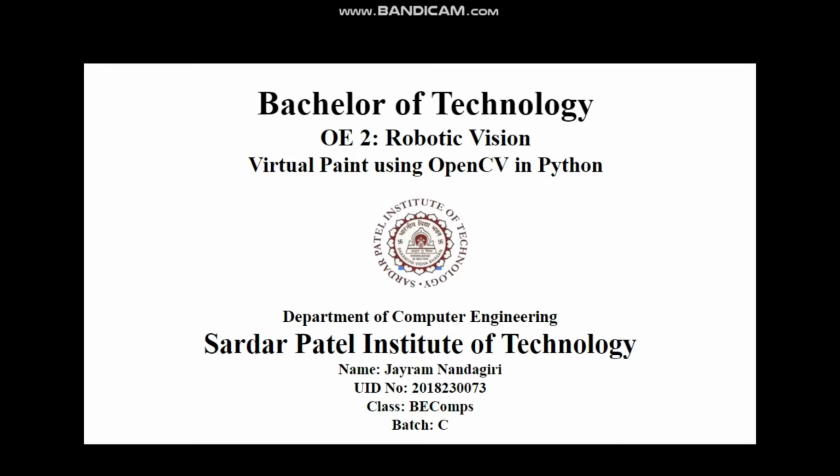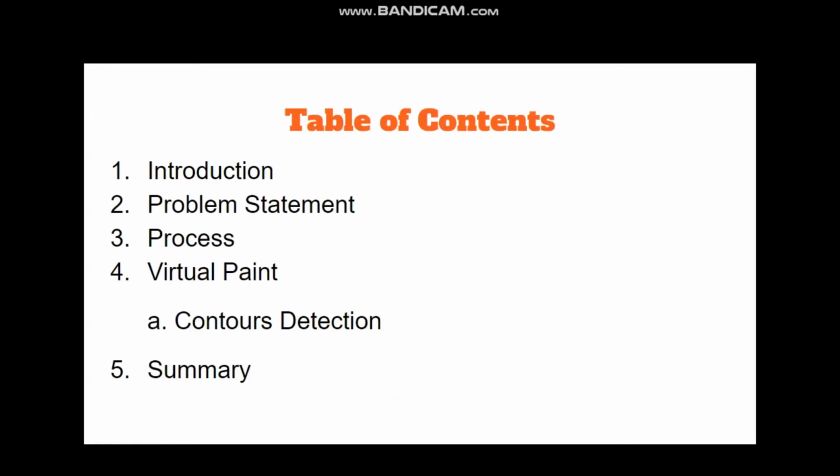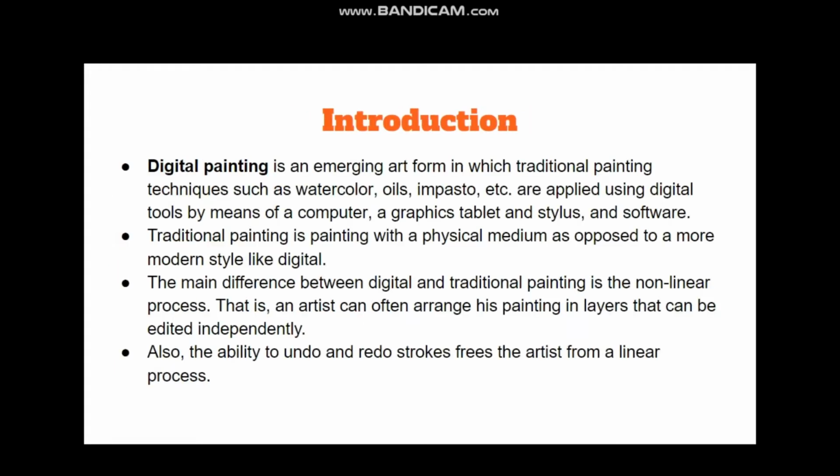I have created a project on robotic vision lab, which is virtual paint using OpenCV in Python. So let's look into it. This is the table of contents: introduction, problem statement, process, virtual paint, which consists of contour detection, and summary.